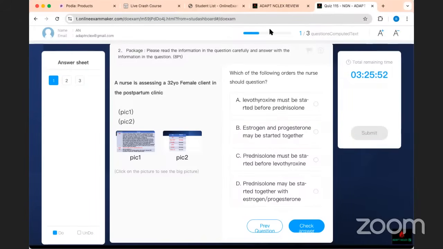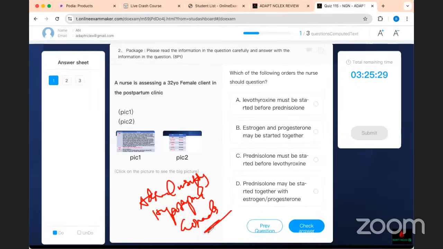But the way to answer this question is to understand the situation. The patient has adrenal insufficiency, right? And then they have hypothyroid symptoms too. And they have a gonadal problem, gonads. So which of these orders should you question? Look at the combination and see which one is bad. You can give steroid together with the progesterone. It's not a problem. This is sex hormone. It's not going to affect it. So that's fine.